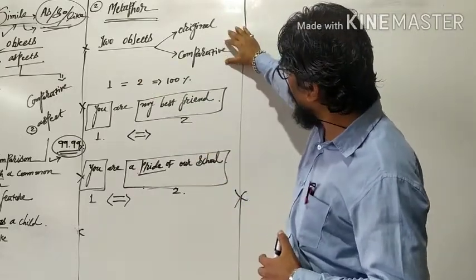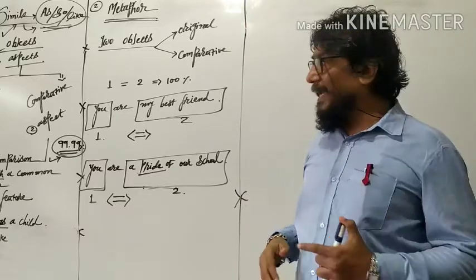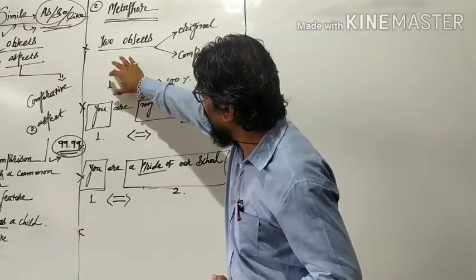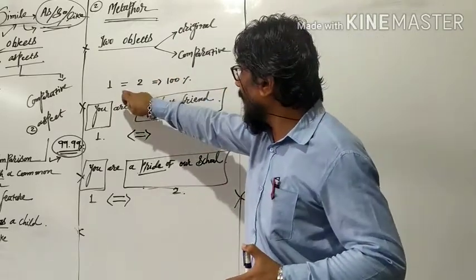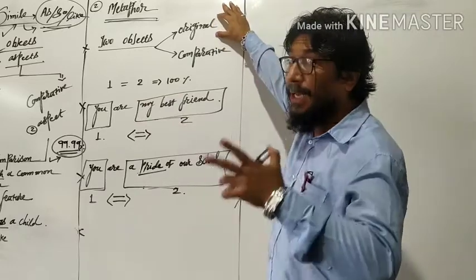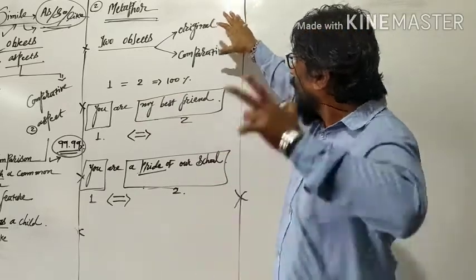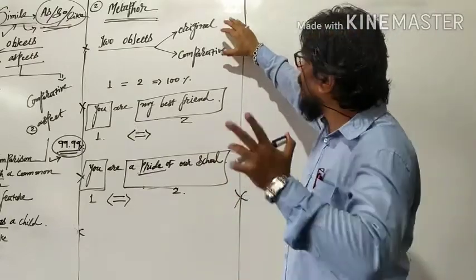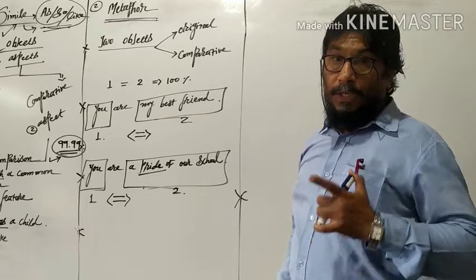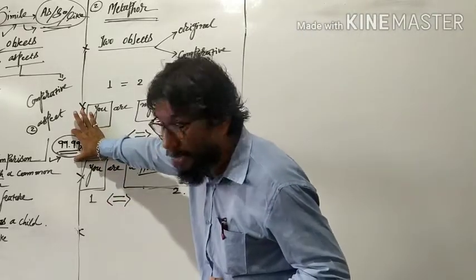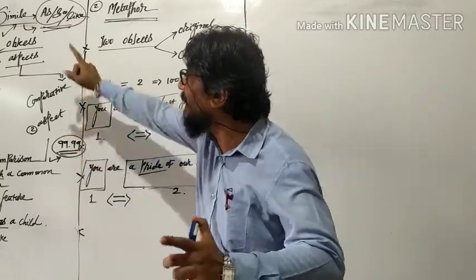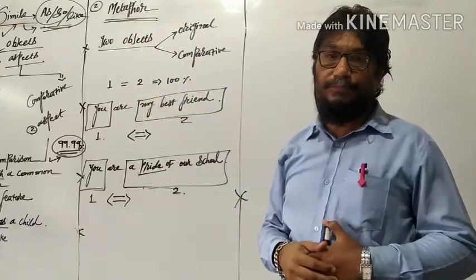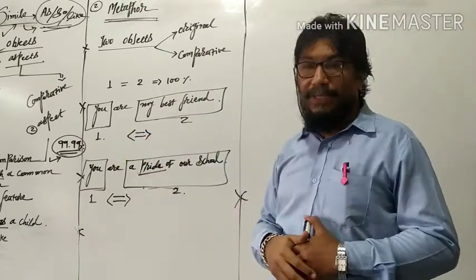One would be the original aspect, another one would be the comparative aspect. But one thing is there: here 1 is equal to 2, and reverse, 2 is equal to 1. It means the original aspect or object is 100% equal to the comparative aspect, or reverse, 100% similarity between comparative aspect and original aspect. I told you that the equality would be up to 99.99% in simile. Here it is 1 is equal to 2, 2 is equal to 1.